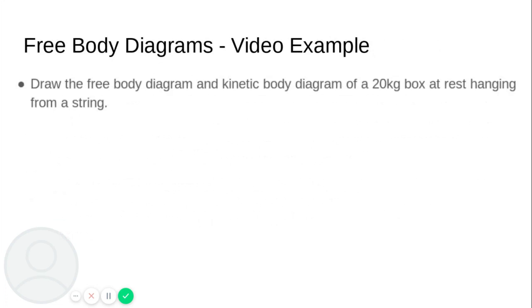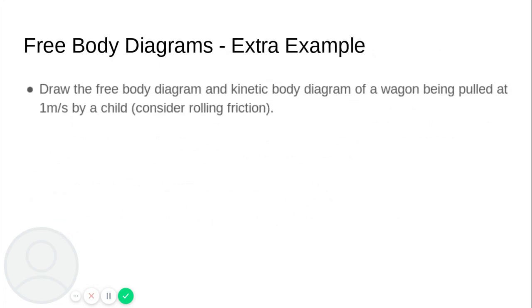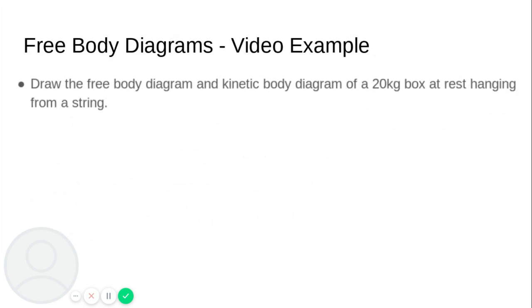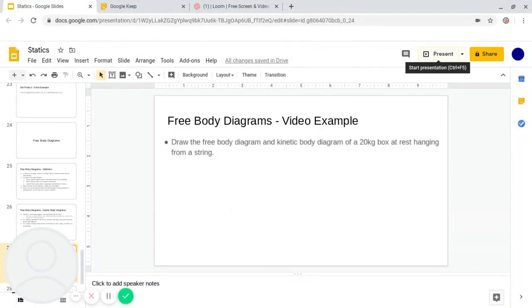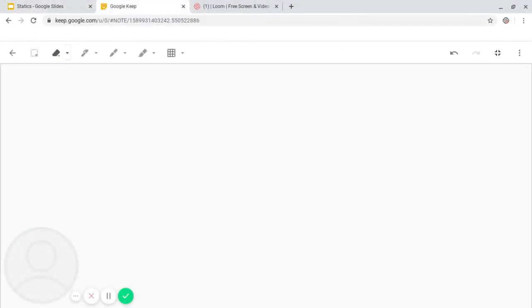So for an example, we're going to draw a free body diagram and kinetic body diagram of a 20 kilogram box at rest hanging from a string. And we'll also look at an example of a body in motion, but still in equilibrium. So first the box. So we have a box. And it looks a little bit like this.